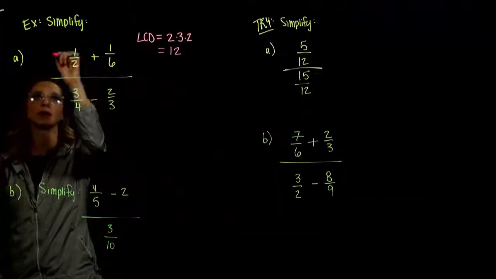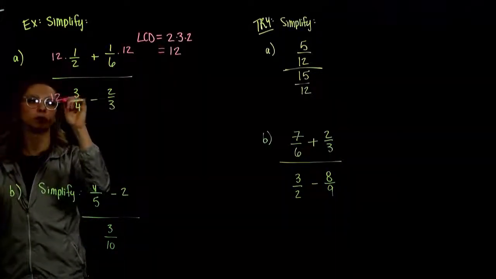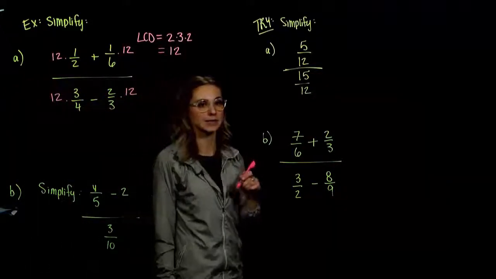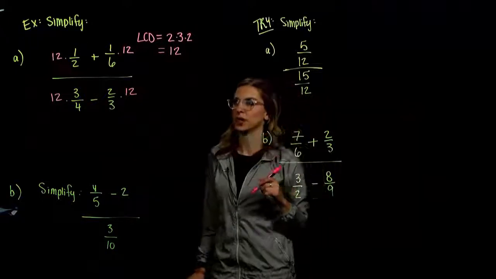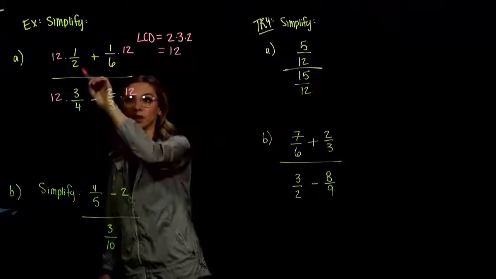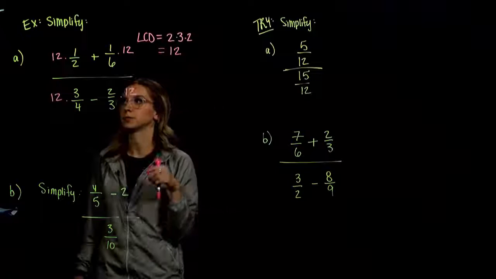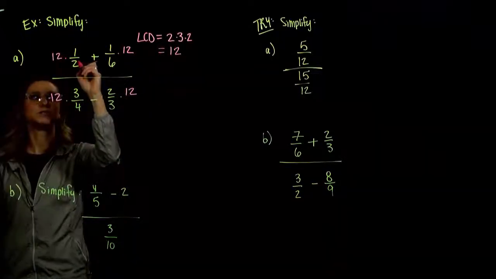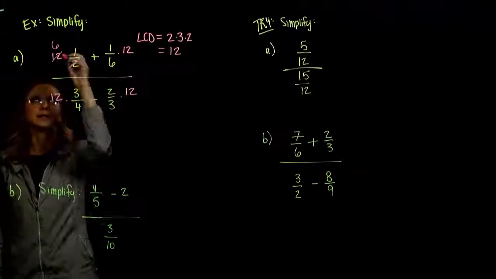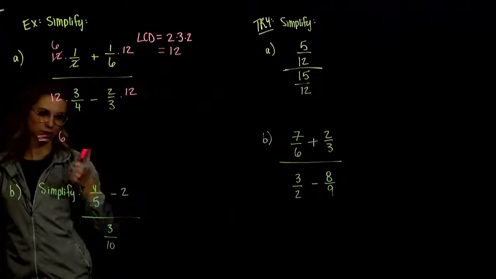We multiply it everywhere. So every single term needs to be multiplied by that LCD. And the LCD is divisible by all of those denominators. So let's do the division first, so we're dealing with smaller numbers. So 12 divided by 2, what does that give us? Or 2 goes into 12, 6 times. 6 times 1 gives us 6. Got rid of the fractions, great.